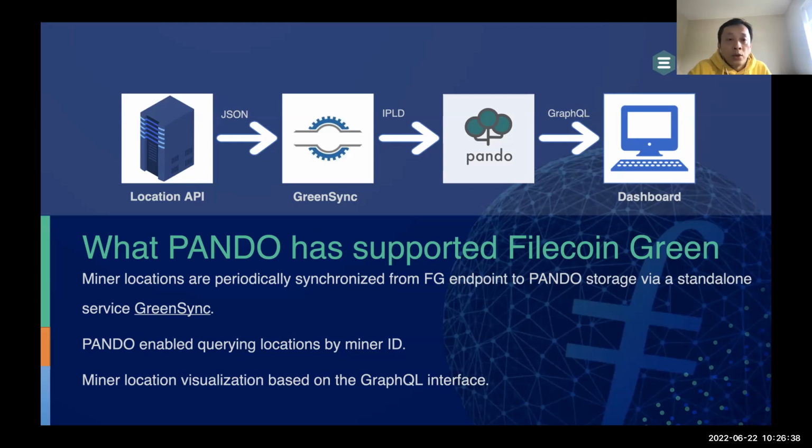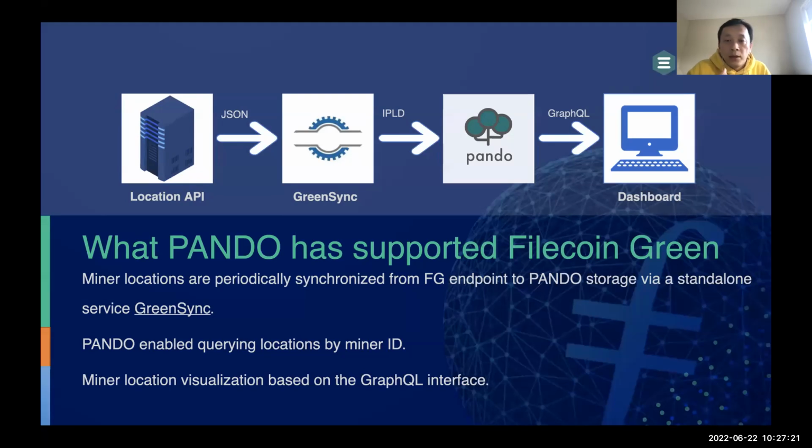In order to ingest the data into our Pando system, we were not going to change too much in the existing Filecoin Green workflow. So we developed a standalone service called GreenSync. This service will periodically fetch data from the location API. It's a piece of JSON data, and we ingest it into Pando using the IPLD data model. This is the specification of the data model Pando is using. So primarily GreenSync does two things: fetch the data periodically, and transform it into the IPLD data model and publish it to Pando.